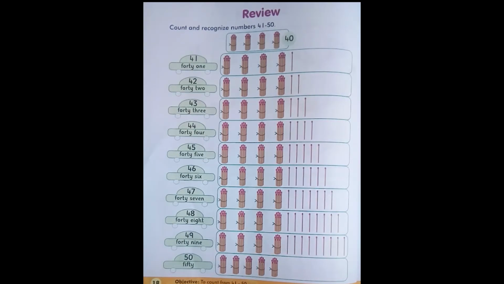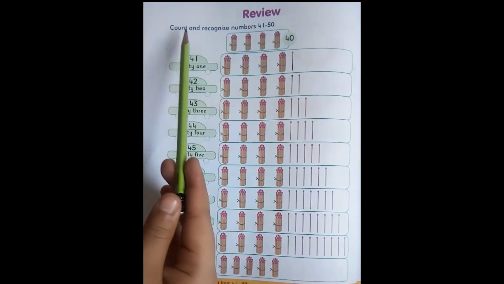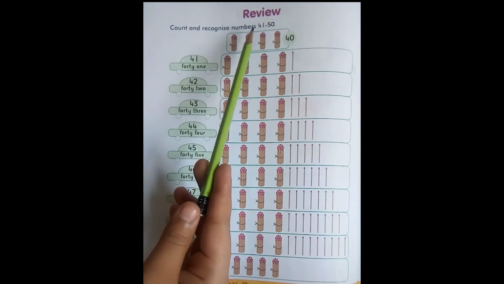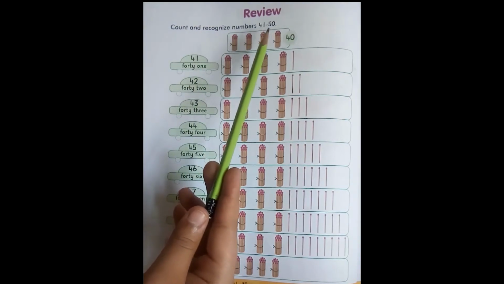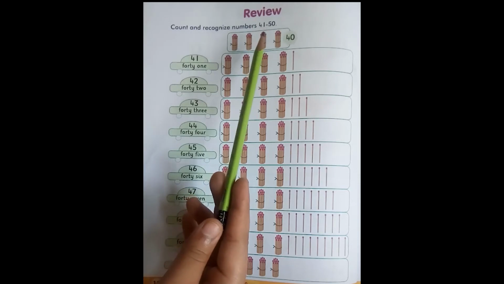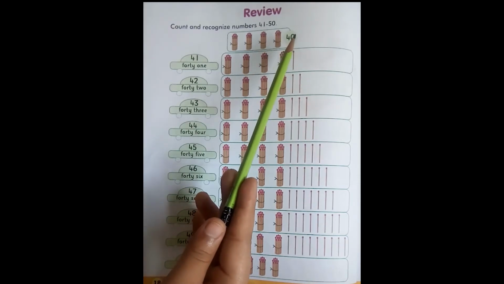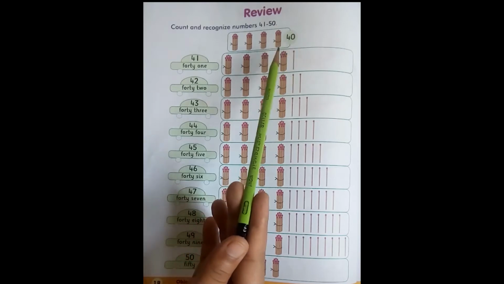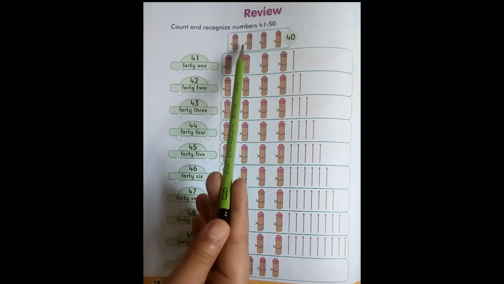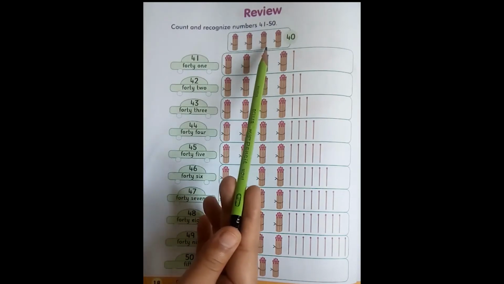Today our topic is about count and recognize number 41 to 50. How many matchsticks are there? 40. These are 40 matchsticks and here are 4 bundles of 10.